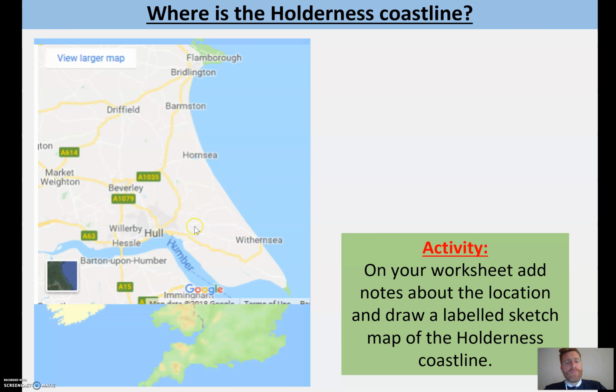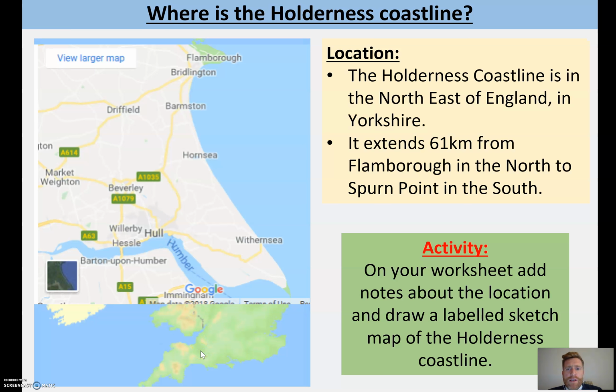So if I zoom in, you can see a couple of the towns along this. This whole stretch is the Holderness coastline. It's in the northeast of England. It's 61 kilometres, so the whole coastline is a large area, very, very popular with tourists. And it goes from Flamborough Head to Spurn Point in the south there.